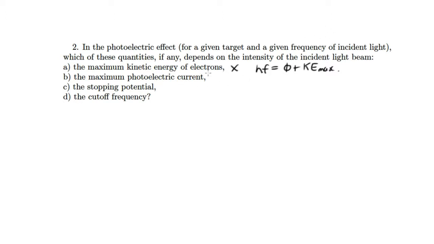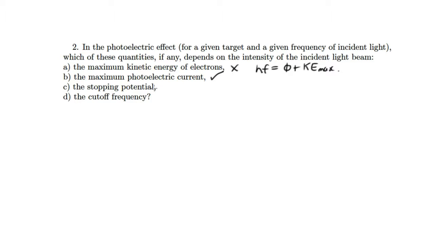Okay, the maximum photoelectric current. Yes, this does depend on it. The reason is if we've got more photons hitting our target each second, then it can release more electrons. Those electrons won't have more energy, but there will be more of them released. So this one is dependent.